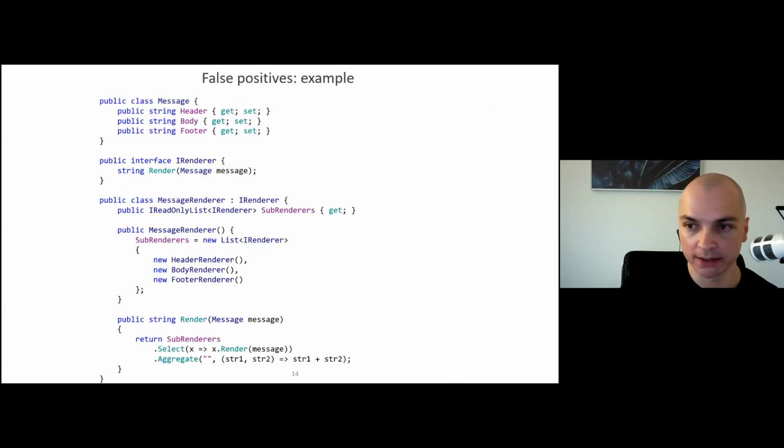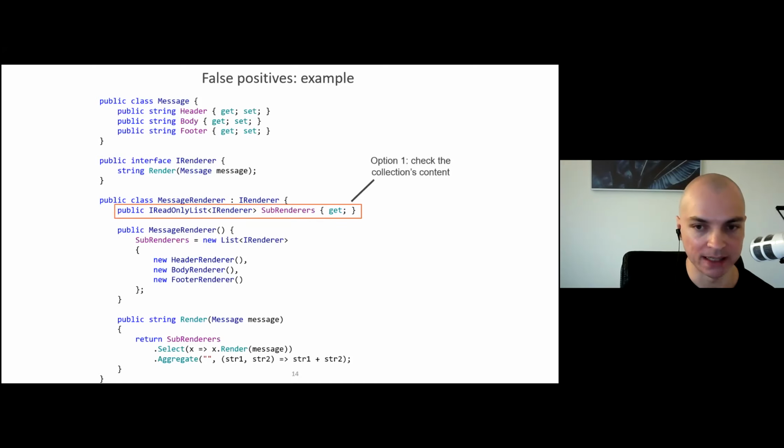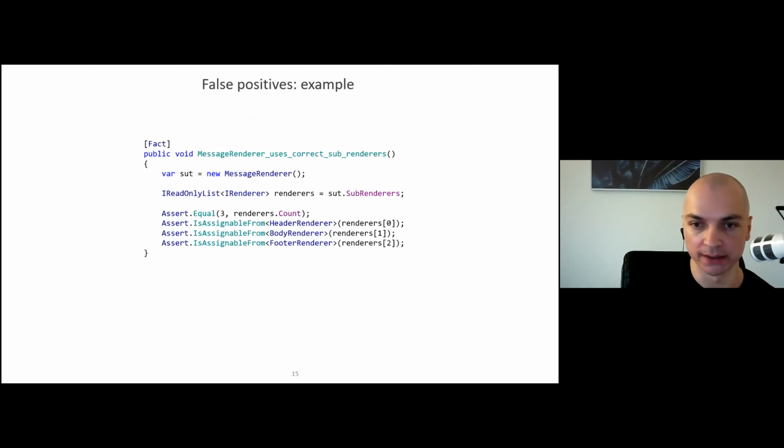So given that code, how can we test this code? The first option here is to check the content of this sub-renderers collection. If this collection's content is correct, then we can assume that the behavior of this MessageRenderer class is also correct. And here's how the resulting test will look. Here we instantiate the MessageRenderer instance. Then we take its sub-renderers. We check that the number of those sub-renderers is indeed 3. And then we check that the types of those sub-renderers are also correct.